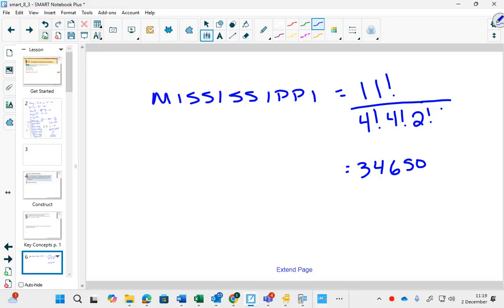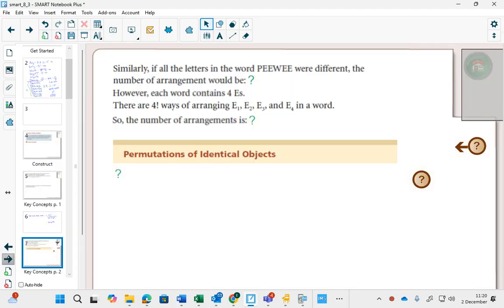That strategy would not be a very good strategy, because most likely you would forget some, and it's very hard to count them all together in the end. But now we have a strategy. If there's things that are identical, it's called permutations of identical objects. If you have identical objects, you divide to get rid of that repetition. So what you're really doing is you're counting it like they were all different.